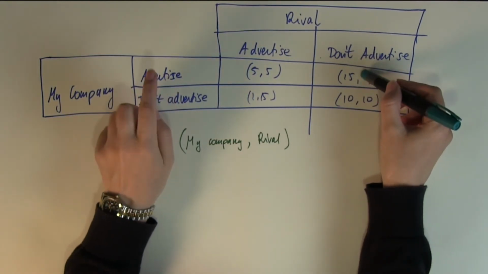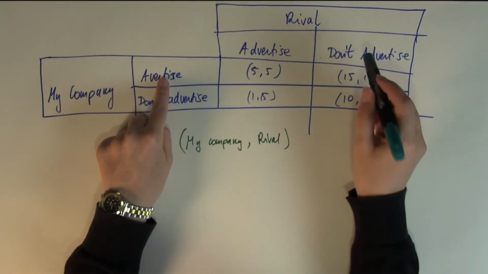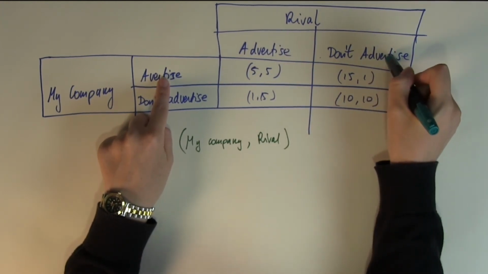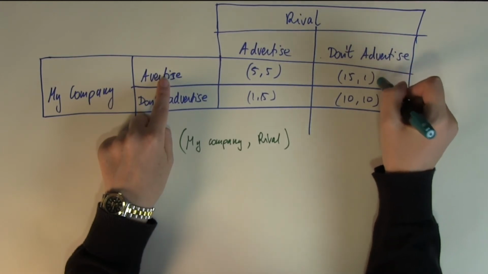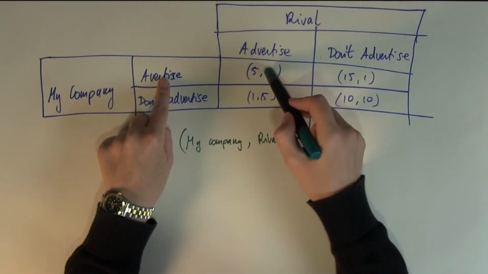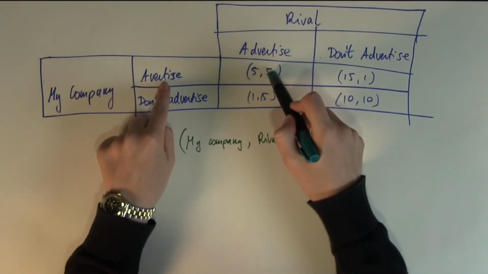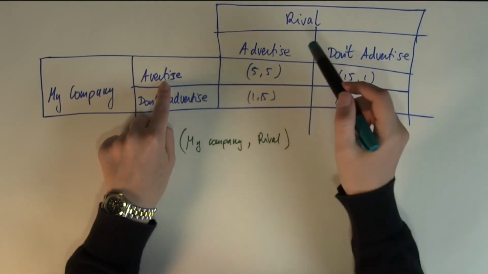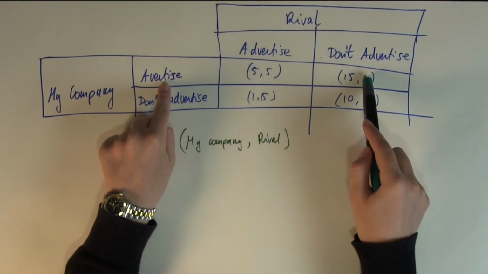Now, if I decide to advertise, the best scenario for me would be if my rival would choose not to advertise. But the rival would be quite a silly company not to advertise, because then they would only earn 1 million instead of 5 million. So if I'm going down the road of advertising, my rival will also advertise, because it's better for them to earn 5 million than to earn 1 million.